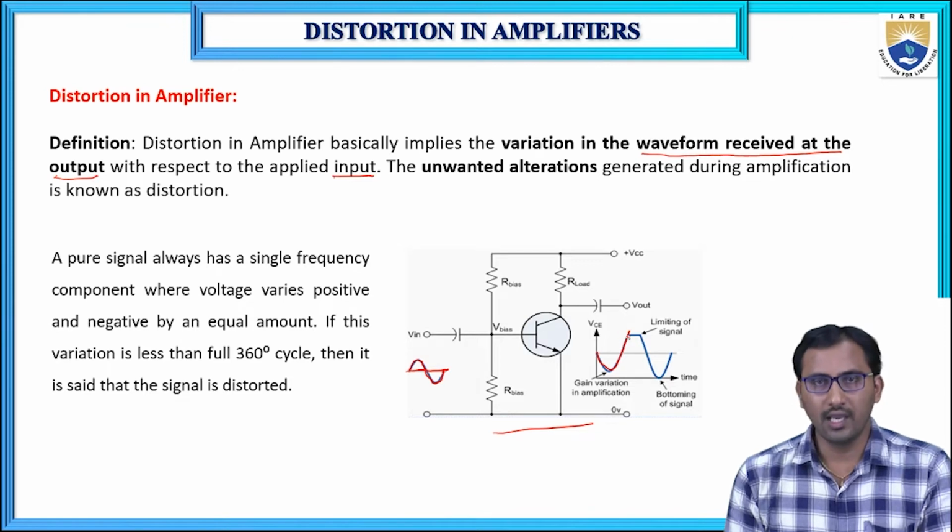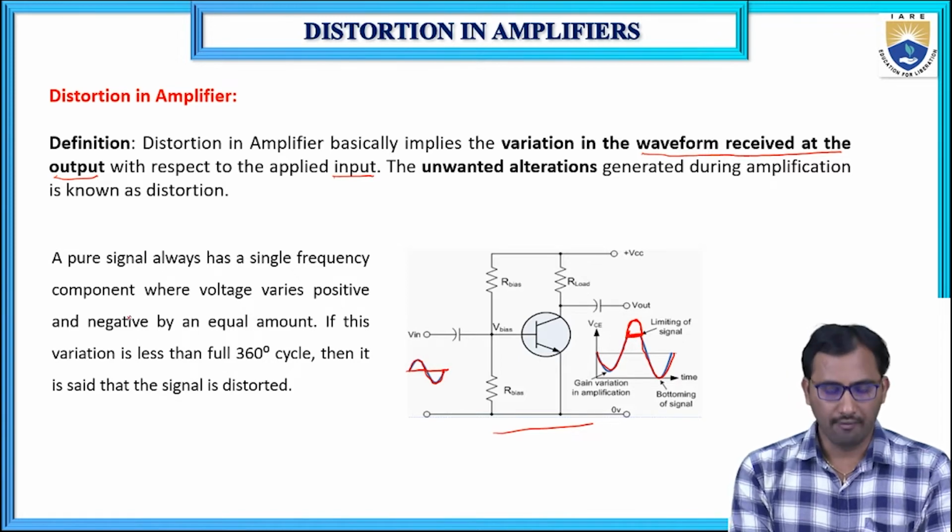So generally you're supposed to get the waveform like this. But here at the output waveform, there is a clipping that takes place. So this portion is clipped off. The output waveform may clip off for various reasons, such as temperature variations or incorrect biasing. So due to these various reasons, the output waveform may get affected.